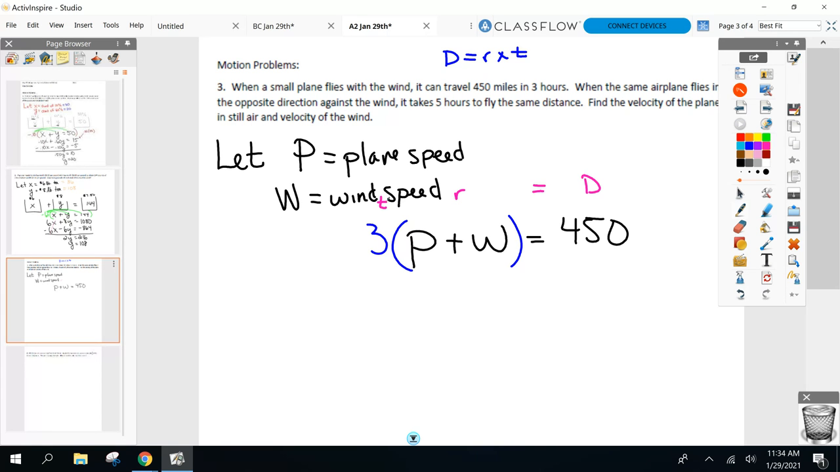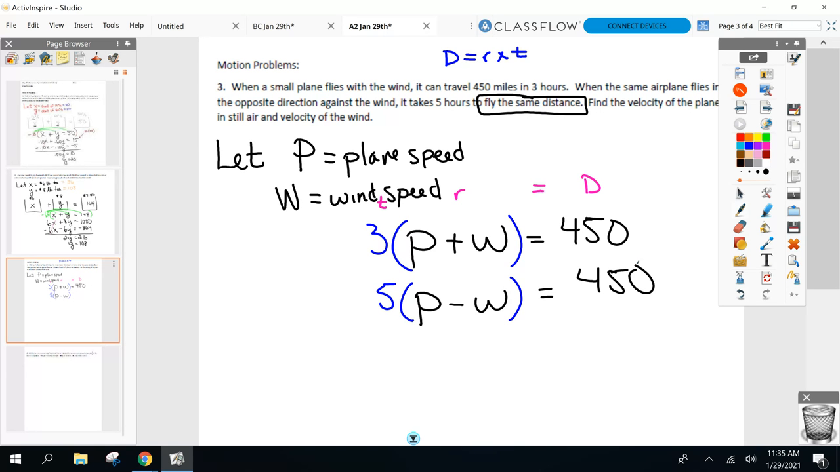Okay? Now, the same thing's going to happen when I go against the wind, but now I got to subtract it. The plane speed, and when the wind goes against it, I subtract it. And that's taking me 5 hours now. To go how far? If you read the problem, how far? 450. How much? 450 miles. Everyone see? It flies the same distance, so 450 again.